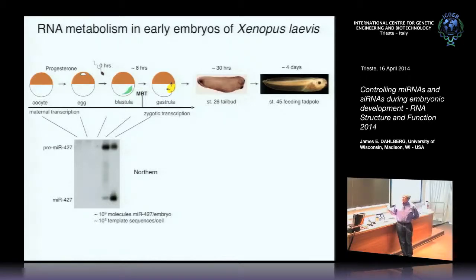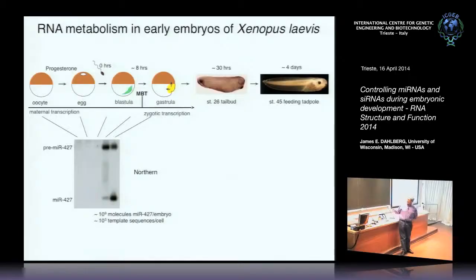I said there's very little transcription until the mid-blastular transition, when zygotic transcription turns on in a large way. Prior to that, in about 3 or 4 hours after fertilization, we do see some transcripts being made. When we analyze those transcripts, they're primarily a very large molecule that subsequently gets processed into a precursor of microRNA, and that precursor is then matured into the mature microRNA. For the first several generations of the embryo, this is the predominant microRNA in the whole organism, and this is called miR427.